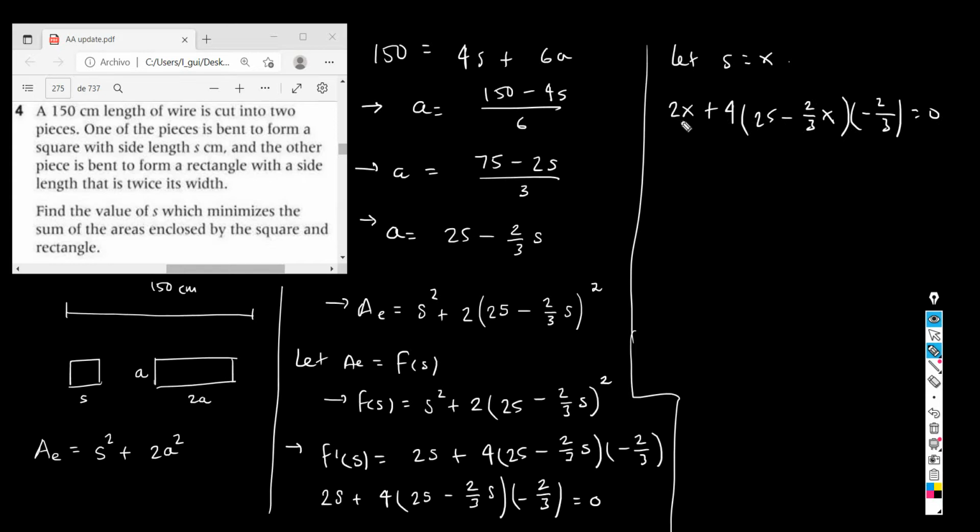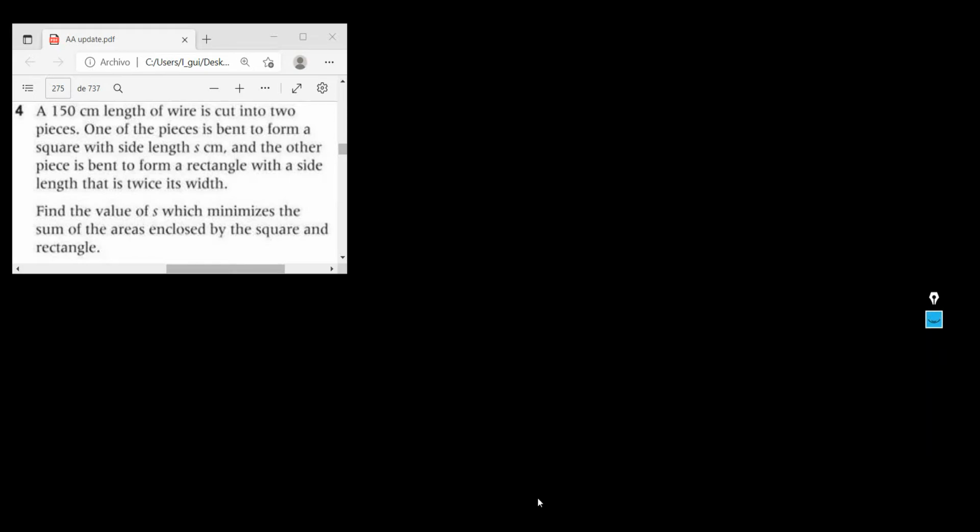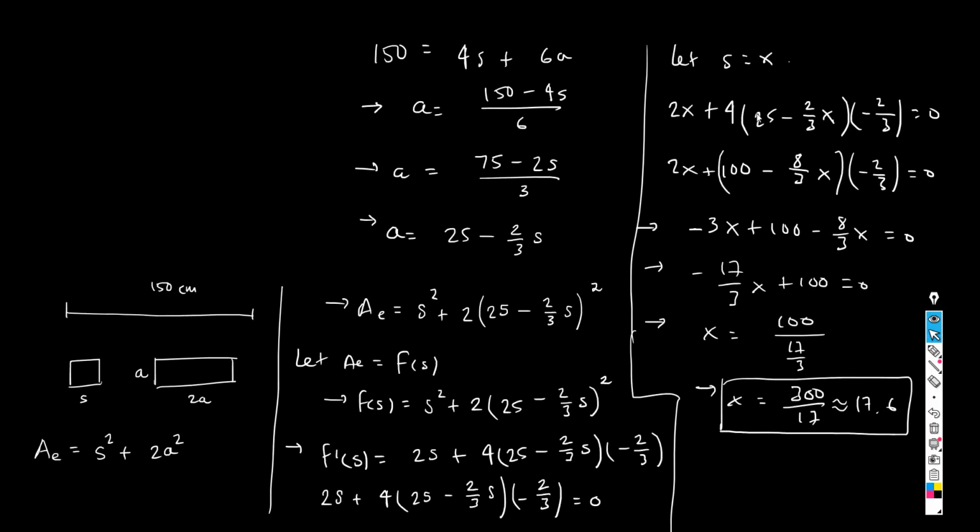So let's do it. I'm going to make a pause, do it on your own, and then come back. Okay, so this is the solution. Here is the whole process. You can look it up. And I get this. The solution is 300 over 17, which is close to 17.6. You can follow the algebra.